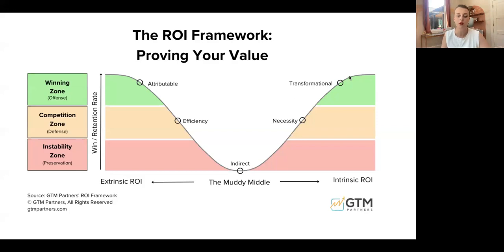If you're a transformational solution or an attributable solution, you're in the offense. You own the story. You can unequivocally prove, or you can control the narrative of the value you provide in a really specific way. And that's how you're bringing ROI to market.